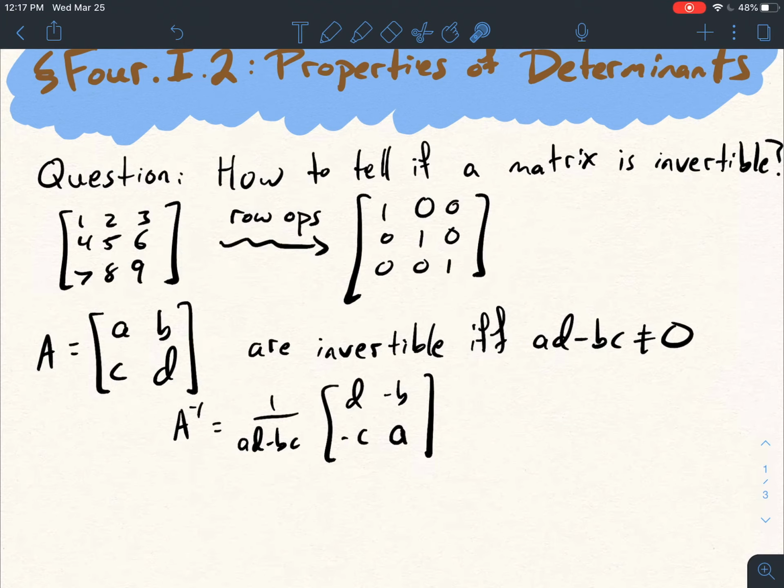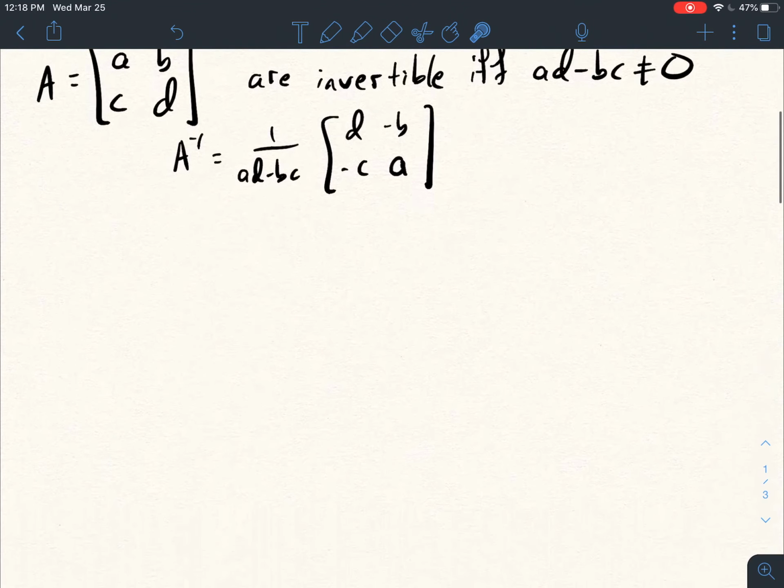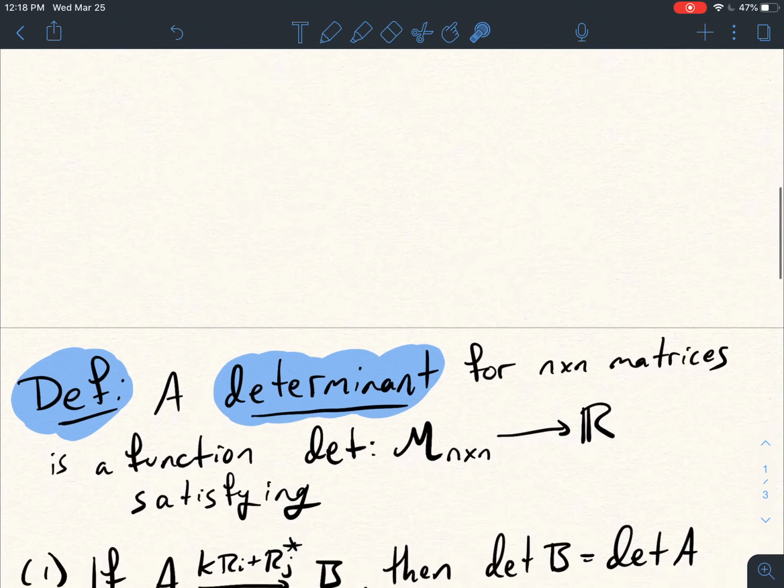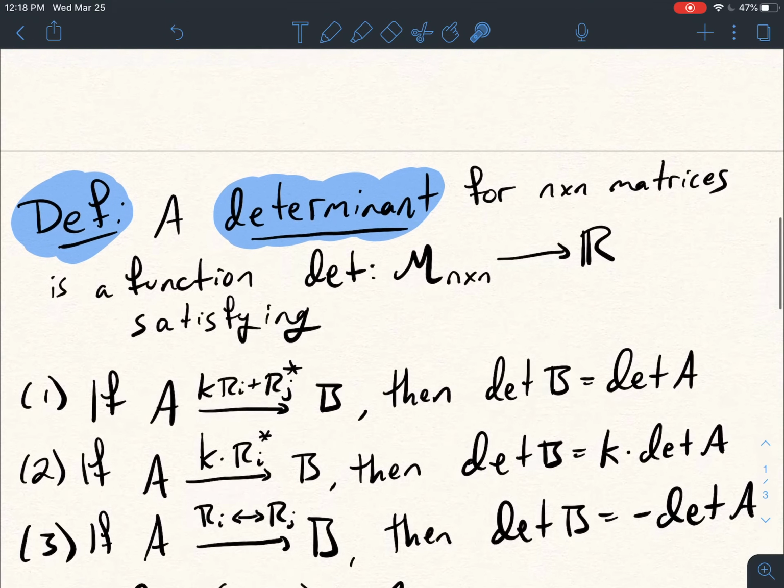Because if you did those row operations to get to the identity matrix, then you would end up having an AD minus BC showing up in each of your factors of the inverse. But anyway, I'm sort of rambling. The point is, the row operations are the thing that really tells us if the matrix is invertible or not. So let me just give you the definition and then we can do some examples. So here's the definition.